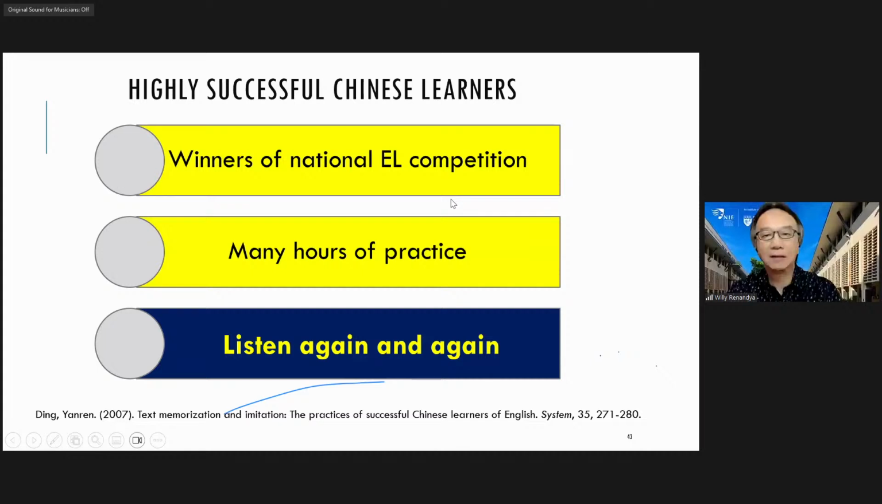That is perfect practice. They listen to the same materials again and again and again and again.